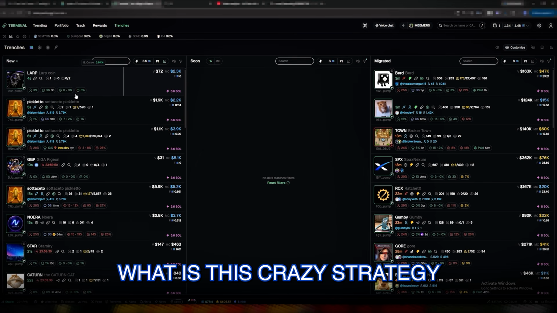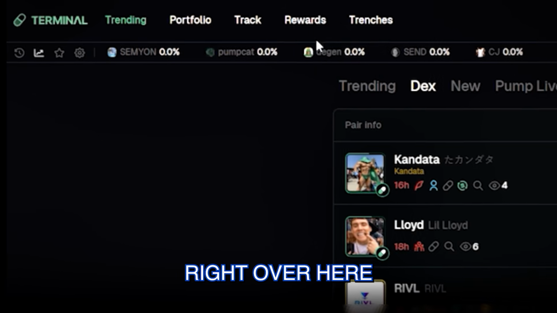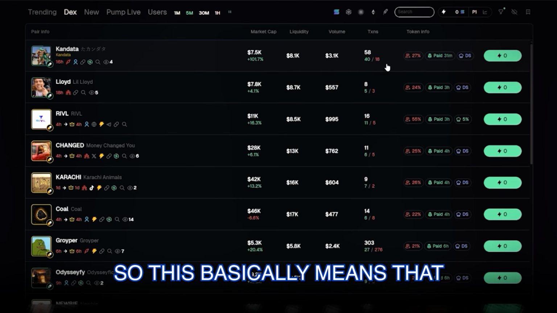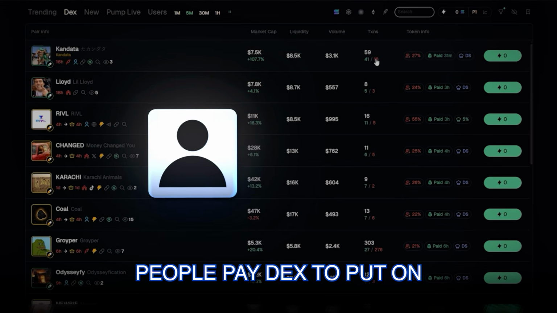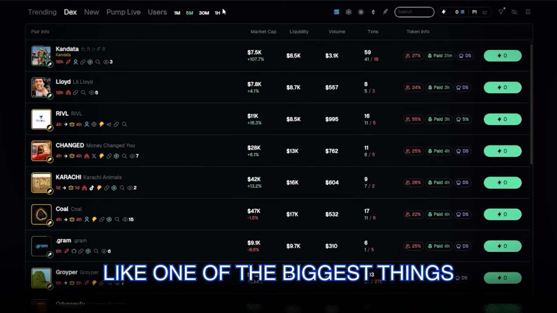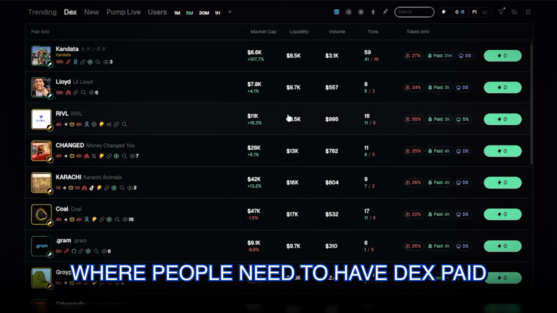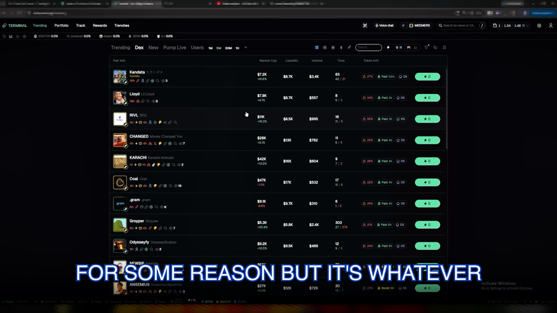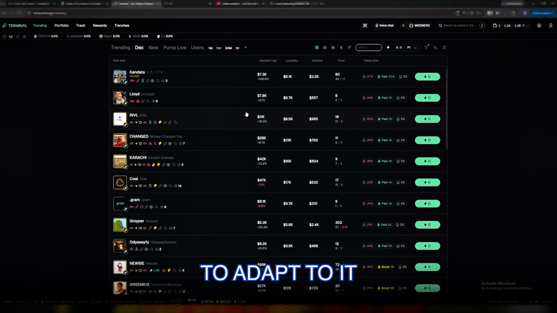What is this crazy strategy? We're going to head to the trending page right over here. We're going to head over to DEX. So this basically means that it's on the paid sections. People pay DEX to put on the DEX screener platform, and that's probably one of the biggest things in crypto and CT where people need to have DEX paid for some reason, but it's whatever. We're just going to have to adapt to it and go with the flow.